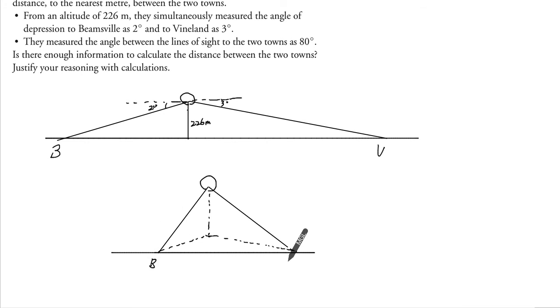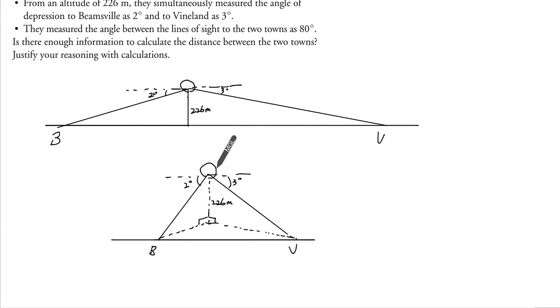So V. Now what we're saying here is from the horizontal, this degree is 2 degrees, this is 3 degrees, and at the back there somewhere, and this is perpendicular, this is 226. Okay, is there enough information to calculate the distance between the two towns? So is there enough information to find this length here?